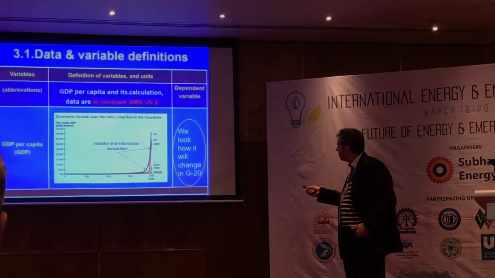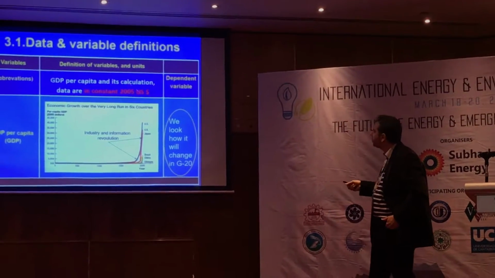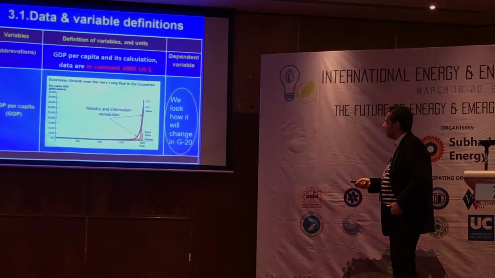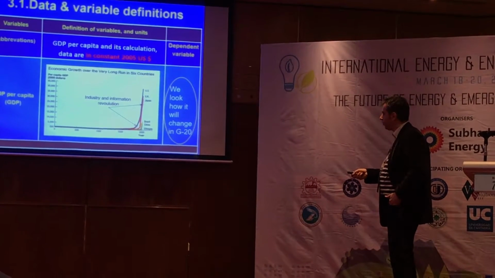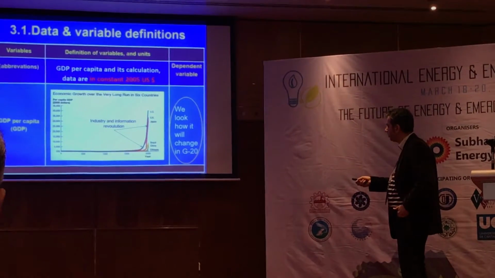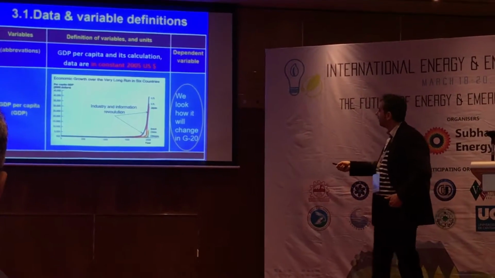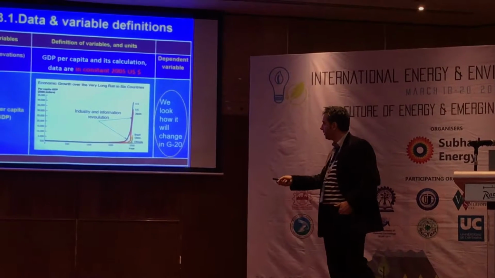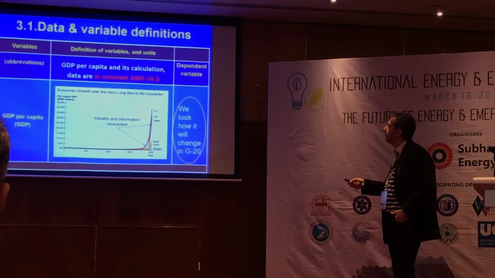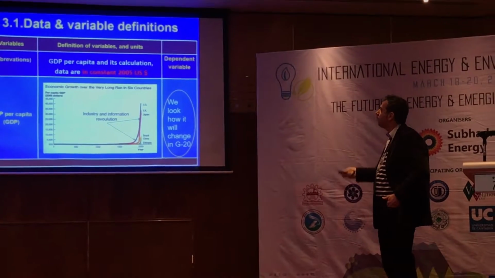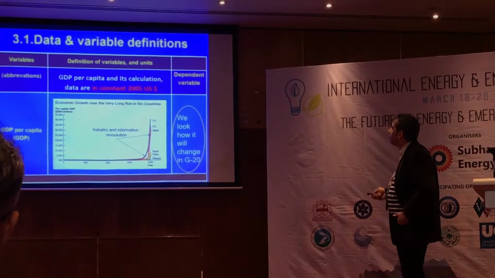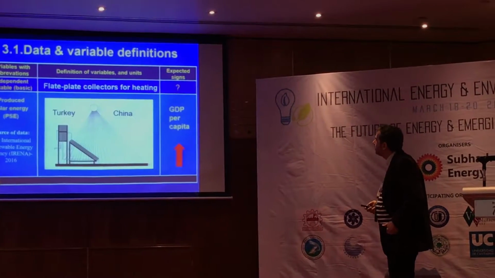And here is a general view. You see the graph from the beginning of history, from year zero, to recent times. There are two things which affect GDP per capita very much. One of them is the industrial and information revolution in recent years. Therefore, we chose this interesting subject.